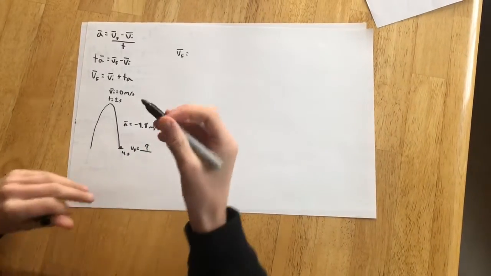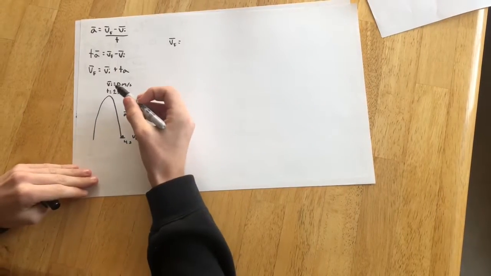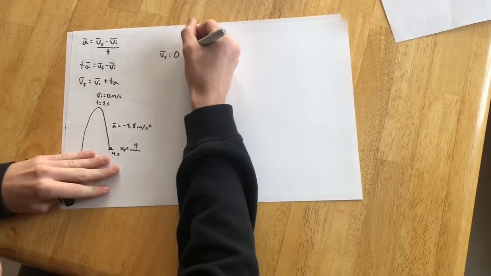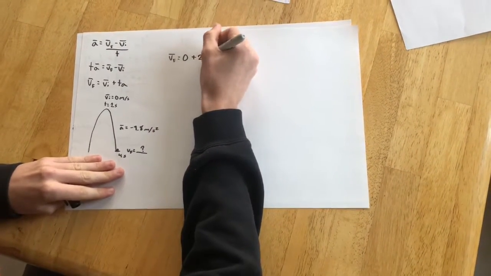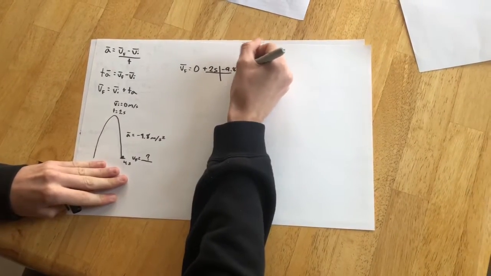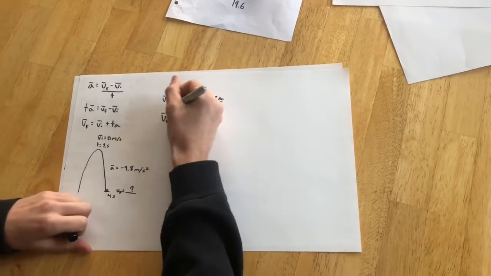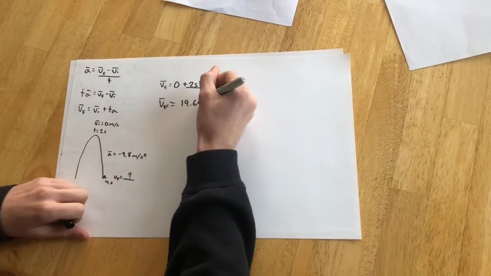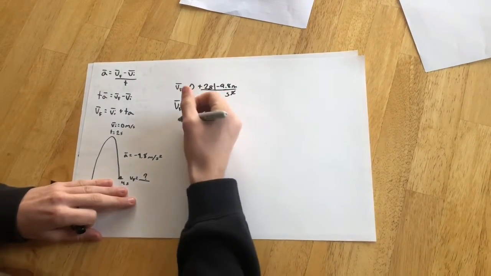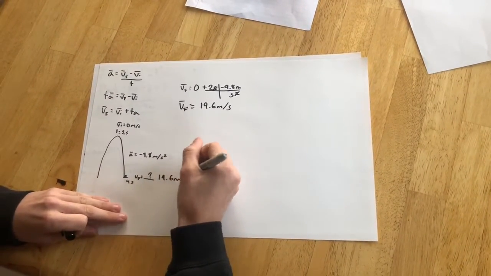So first we're going to start off by plugging in the numbers. So for this, we're going to use the second half of the rocket. So the initial velocity is 0 meters per second because of that slight pause at the top. So we have 0 plus the time of 2 seconds times the acceleration of negative 9.8 meters per second squared. And we're going to solve, and that equals 19.6 meters per second. Then we're going to use the unit analysis to cross off the units. And we can write that right here to be 19.6 meters per second.